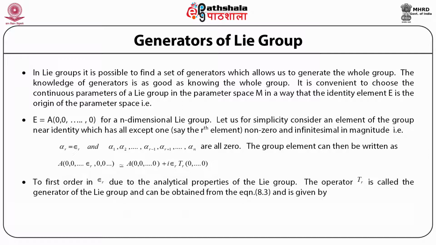Due to the analytical property of the Lie group, the operator T r is called the generator of the Lie group, and it can be expressed as T r equal to 1 upon epsilon r times the difference of the group element with the infinitesimal value of the parameter epsilon r minus the group element for all parameter values 0, in the limit that epsilon r goes to 0. So this is defined as the generator.